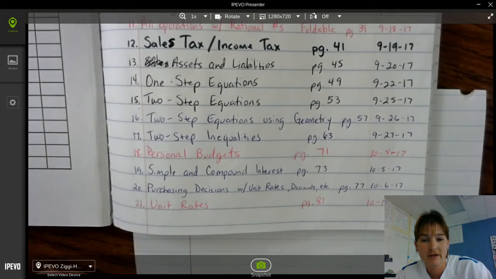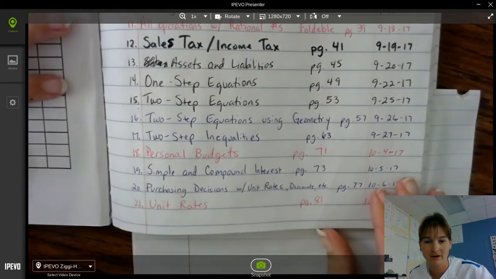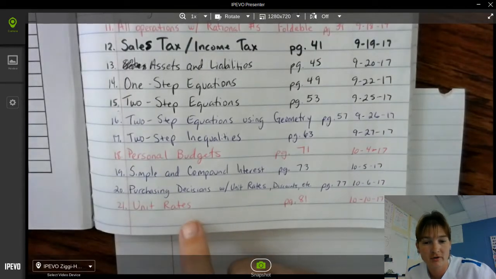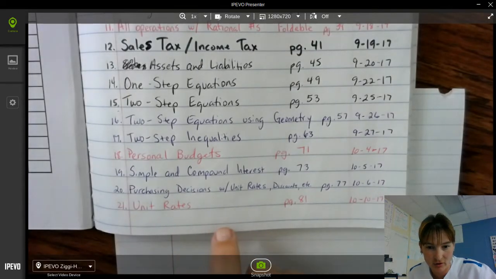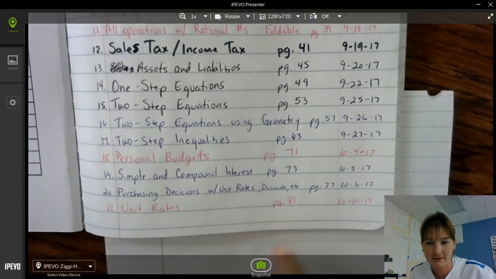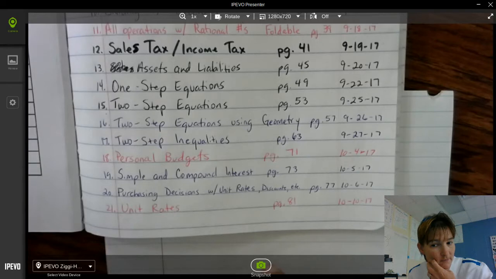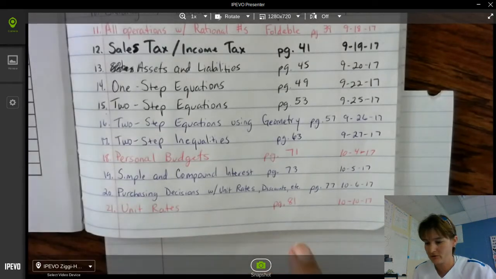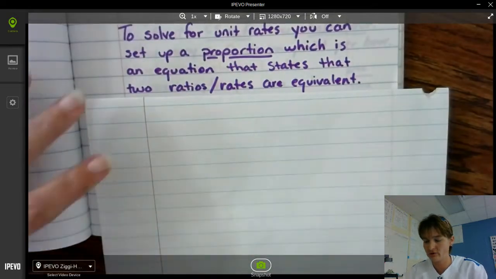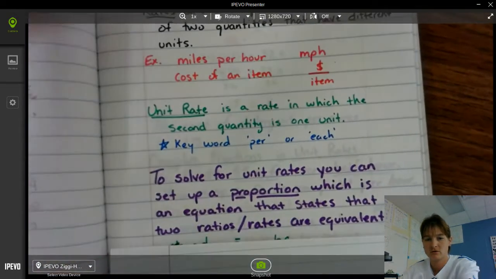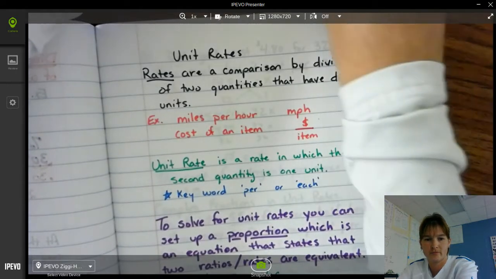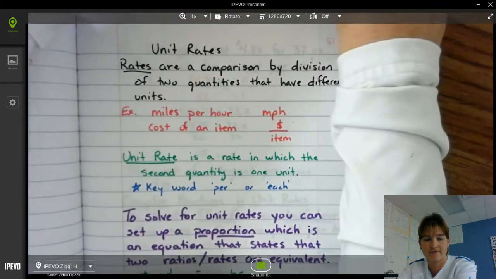Okay, so today's lesson is going to be on unit rates and using what we have learned in previous lessons to solve unit rates. We'll be putting it on page 81, and the date is 10/10 of 17. Once you get that into your book, please make sure you turn to the page that you're going to write unit rates on, and we'll get started. So let me fix this for you.